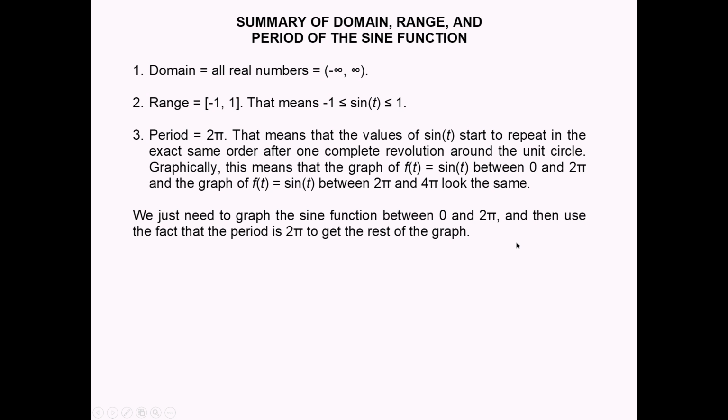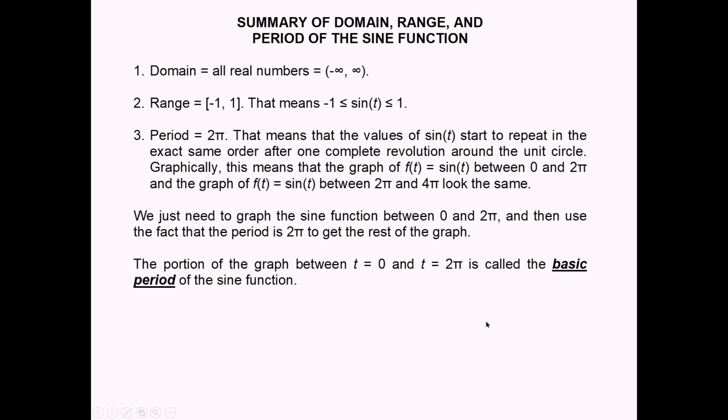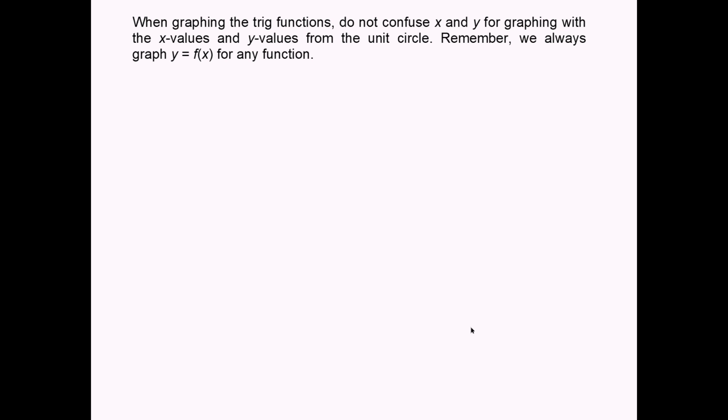Now, this is where it's going to be confusing. The x-axis, y-axis, please don't confuse them with the x-coordinate on the unit circle and the y-coordinate on the unit circle. So we're really graphing, I guess, we could say y equals sine of x, but it's like f of t equals sine of t. So the portion of the graph from t equals 0 to 2 pi is called the basic period. So when graphing the trig function, do not confuse x and y for graphing with the x and y values from the unit circle. Remember, we always graph y equals f of x for any function.